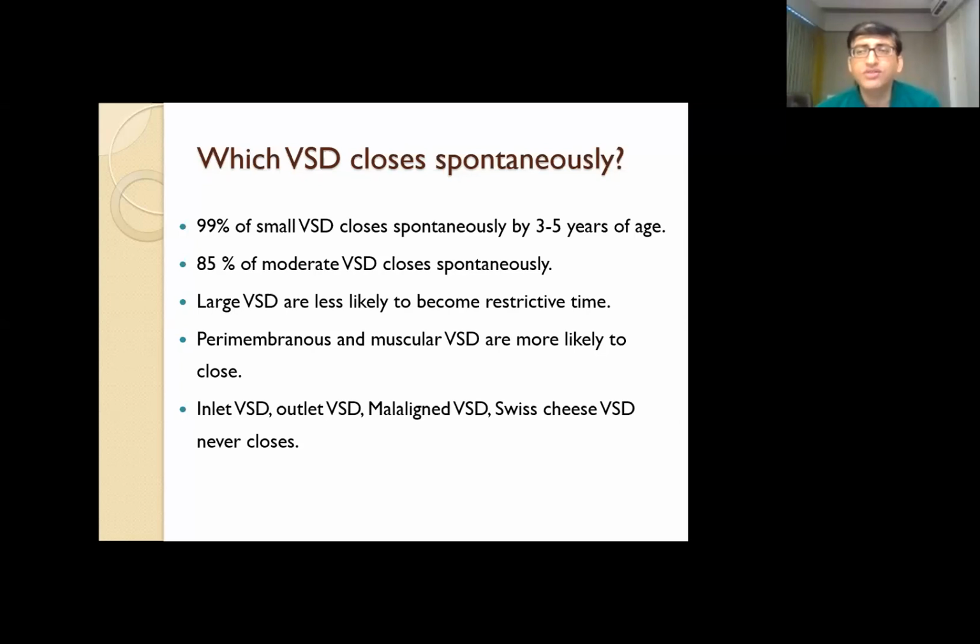Coming to the location of the VSD, the perimembranous VSD and the muscular VSD are the two likely VSDs which are going to close spontaneously, whereas the outlet VSD, more towards the pulmonary valve, the inlet VSD towards the mitral and the tricuspid valve, the Malalignment VSD, Swiss cheese VSD, these are the VSDs which will never close spontaneously.